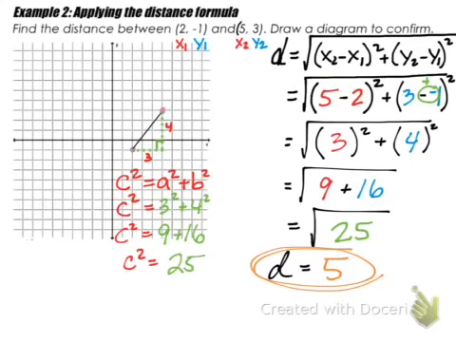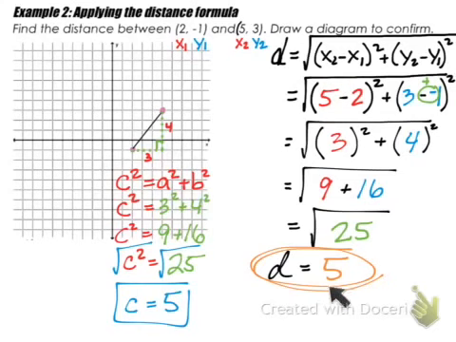To undo a square, we take the square root of both sides. So c equals 5. In fact, the Pythagorean Theorem does work along with the distance formula, because you get the same distance of 5 between these 2 points, (2, negative 1) and (5, 3).